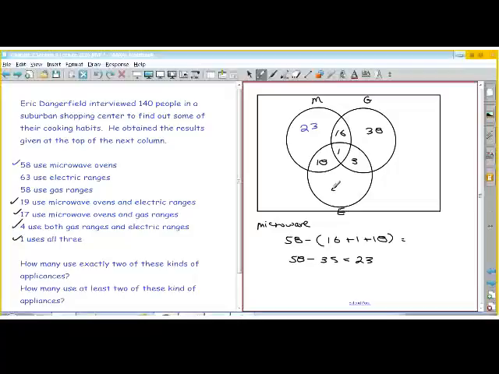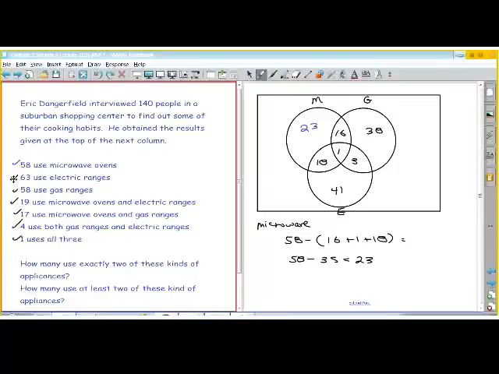Okay, Mackenzie, what'd you get? 41. So we'll add those up. 44, 45, 55, 63. So that's right. Just a little mental math. You probably have mental math tricks too.